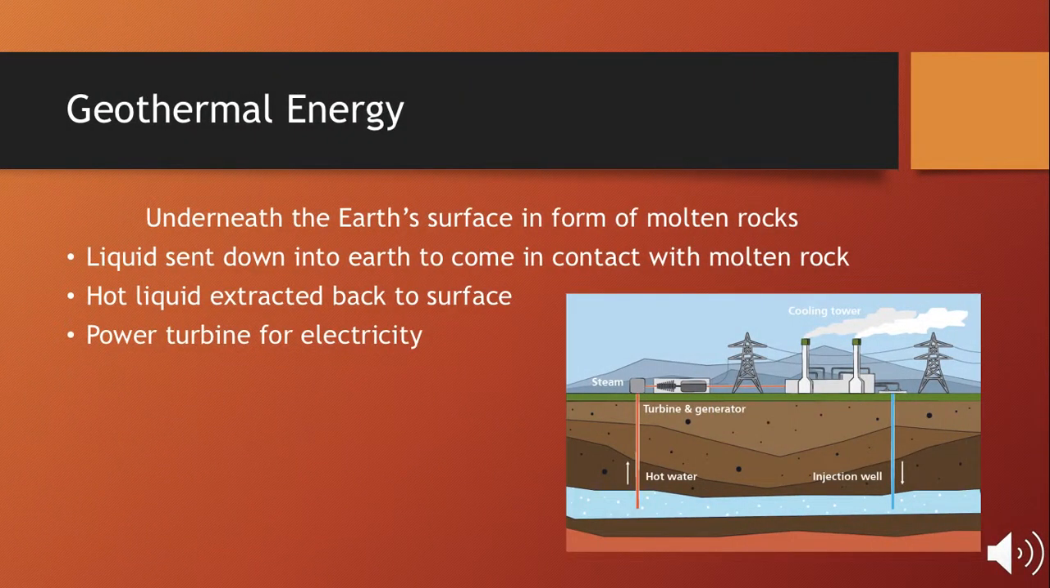Next is geothermal energy. Geothermal energy is what is underneath the Earth's surface in the form of molten rocks. So there is a lot of heat coming off of those molten rocks in the core of the Earth. So how do we harness that? Well, we send liquid down into the core to come into contact with that molten rock, and the hot liquid will be extracted back to the surface, and it will power a turbine for electricity. Very similar to solar energy, just a little bit deeper. There's a picture that illustrates it.